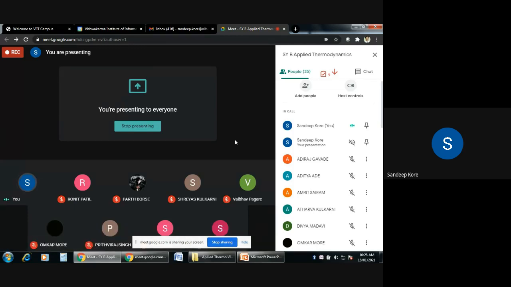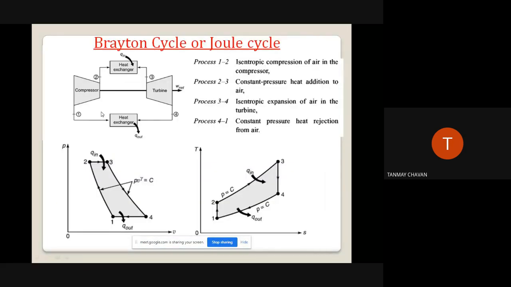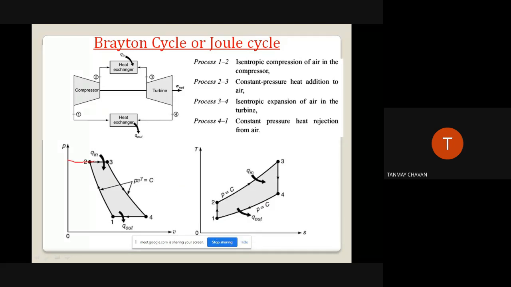The formula is T2 by T1 equals P2 by P1 raised to the power gamma minus 1 upon gamma, since 1 to 2 is the isentropic compression. So we should know the relation between pressure and temperature for isentropic compression. The pressure ratio P2 by P1 is given, which we call RP. So RP is given, and we require the relation between P and T.